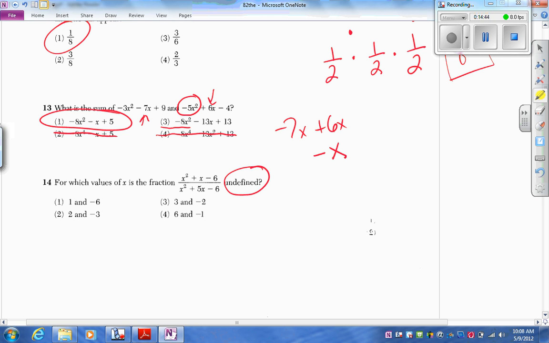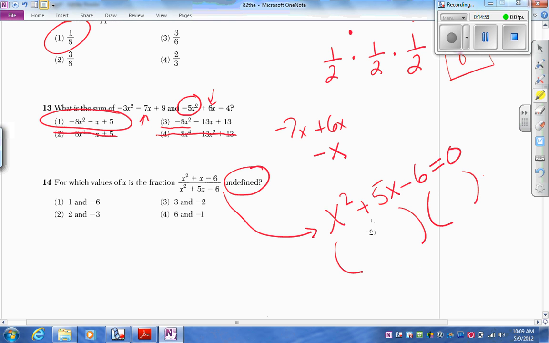A fraction is undefined only when the denominator equals 0. I could care less what the numerator is. Only when the denominator equals 0, and when you have a quadratic that's equal to 0, you have to factor it. So x plus 6, x minus 1. Don't put 2 and 3 in there. They add up to 5, but the signs have to be different. So my two answers are x equals -6 and x equals 1.